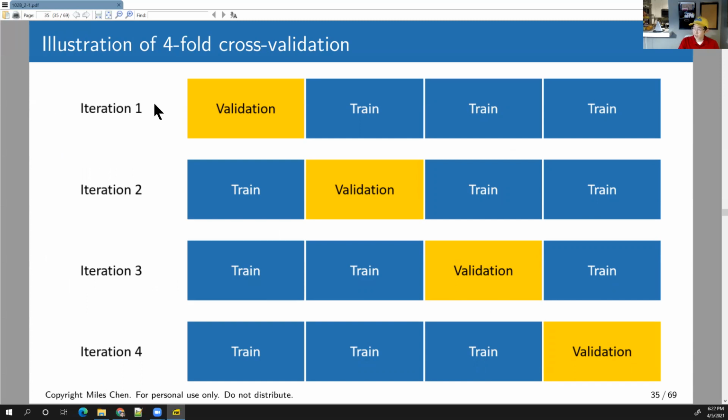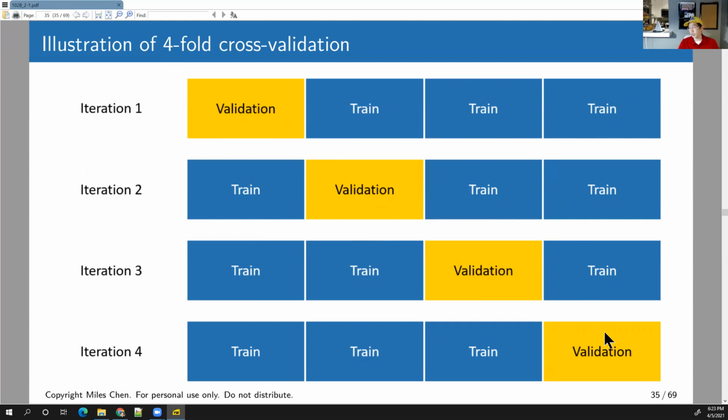All right, so just our diagram here: you take your data and you split it into four sets, approximately equal. During your first iteration, maybe you'll set this one to be your validation set, and you're going to train on the remaining 3 blocks. During the second iteration, you use the second set as your validation set, and you train on the other ones, and so on and so forth.